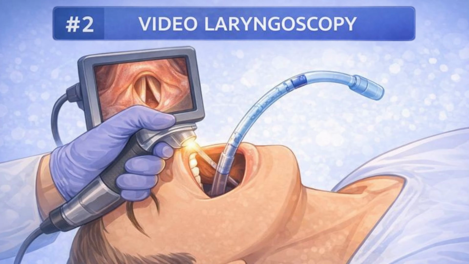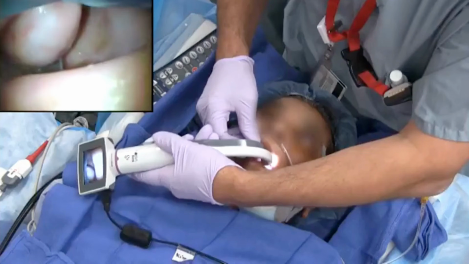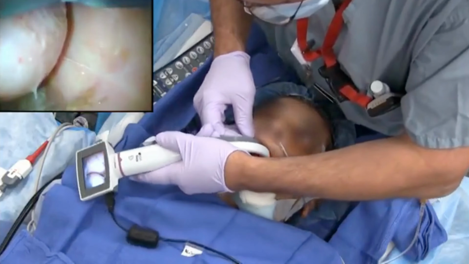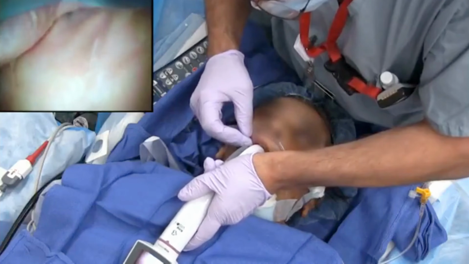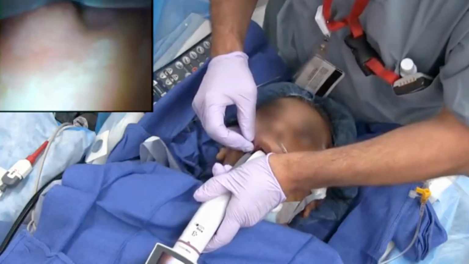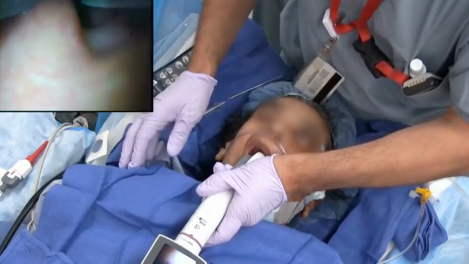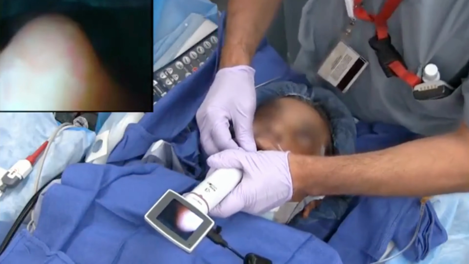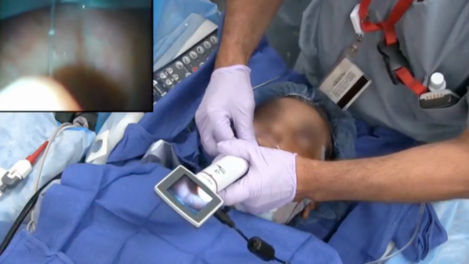Video laryngoscopy approaches the airway differently. The goal is still the same, but the physics change. Instead of aligning airway axes, video laryngoscopy uses a camera to look around anatomical curves. You are no longer relying on a direct line of sight. You are relying on optics. Position the patient as you would for direct laryngoscopy. Good positioning still matters, even though the camera helps.